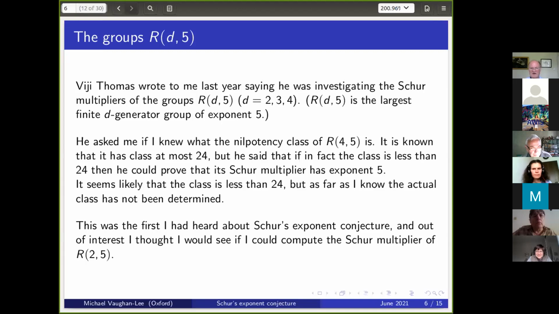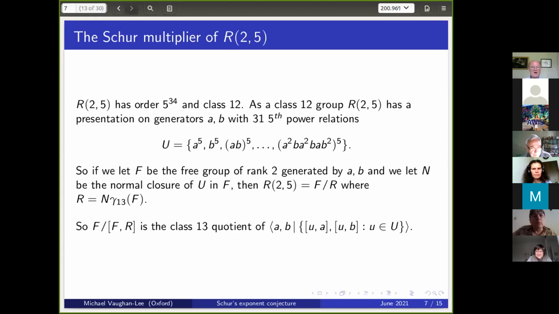It was the first I'd heard about Schur's exponent conjecture, so I thought I would see if I could compute the Schur multiplier of R25 to see what the problems with computing these Schur multipliers were. Well, R25, as I say, is the largest finite two-generator group of exponent 5. So it has order 5 to the 34, nilpotency class 12. Now, as a class 12 group, you can get a presentation on two generators A and B with 31 fifth power relations. It's not very hard to find a suitable set of 31 fifth power relations.